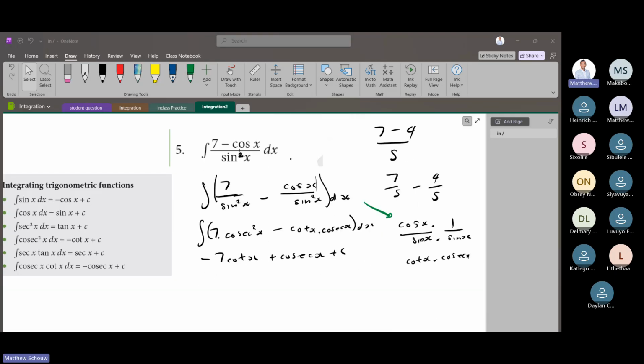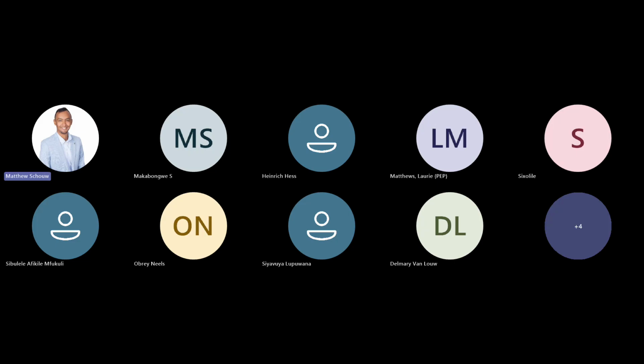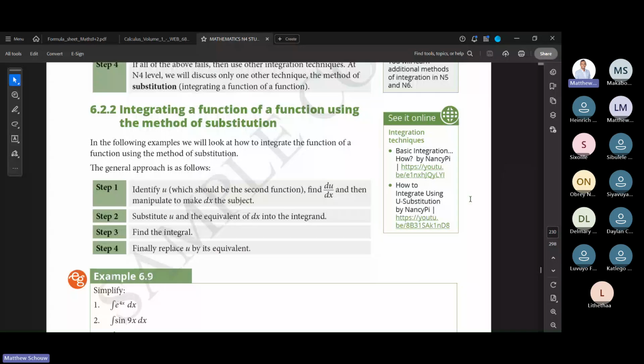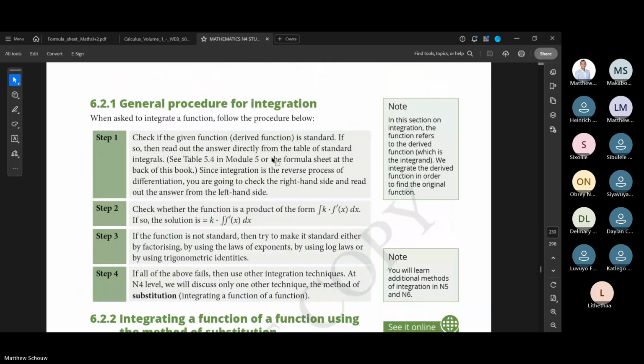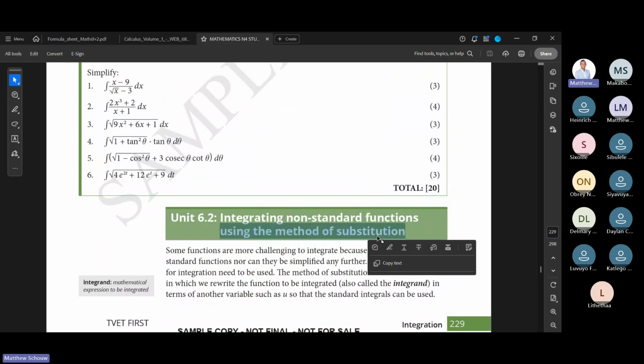Let me just share the book with you again so you can see where we are. Guys, I appreciate the questions. Keep it coming. Okay. Let me check the book. Where was I now? So guys, where we are now, do you guys cover this? Substitution. Yes or no?